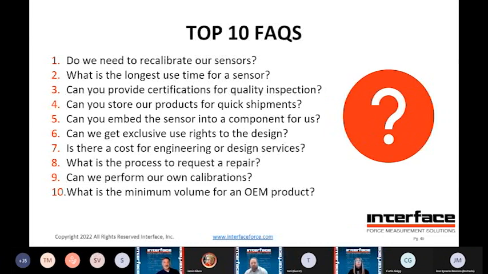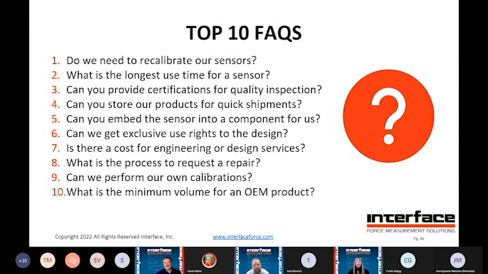Repair is going to be handled through our service group. We've got a well-established RMA process. We can, again, work with you to ensure quick turns if necessary, send units out as needed, even before we may get your suspect component back. So we can certainly work with you in that regard. Can we perform our own calibrations?